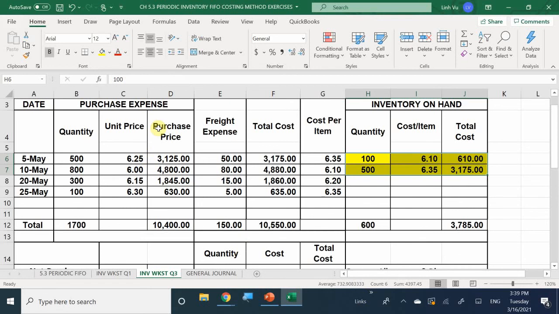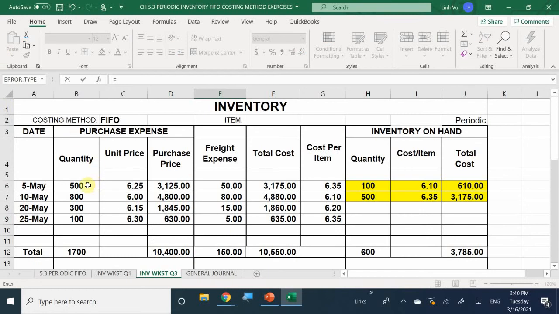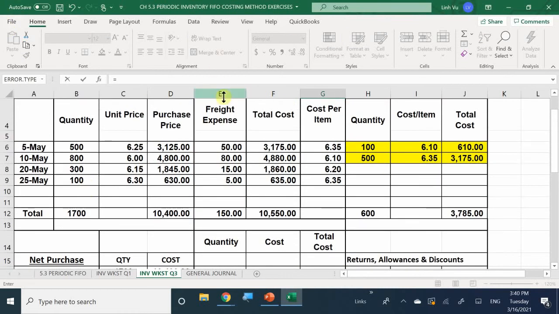So, with that being said, which batch is going to come next? From May 5th. May 5th. All right. I have 500 for my first batch here. Am I going to use some of it or get rid of all of it? All of it. So, if I'm going to get rid of all 500 items, how much is it going to cost me in total? Do you need the unit price or just the total price? Just the total price, because we don't need to calculate the unit price. We're getting rid of all of it. The total price is $3,175.